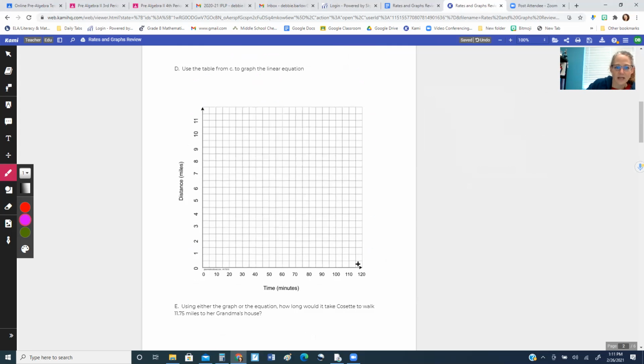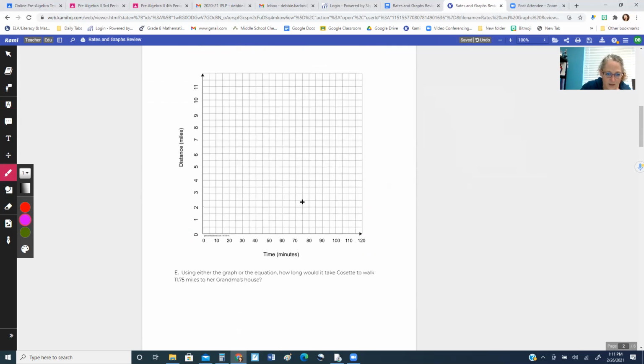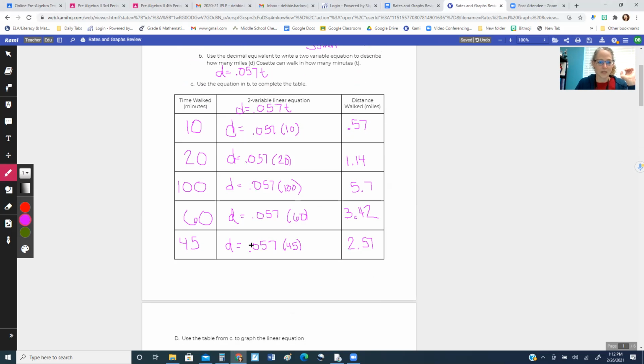I need a graph, okay? So I'm going to have to flip back and forth. At 10 minutes, she walked 0.57 miles. So at 10 minutes, my x is 10. She walked a teeny smidgen more than a half a mile. So I'm going to put a little dot right there. Boom. Exactly, precisely 0.57.